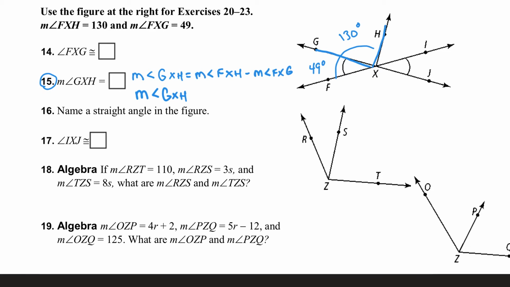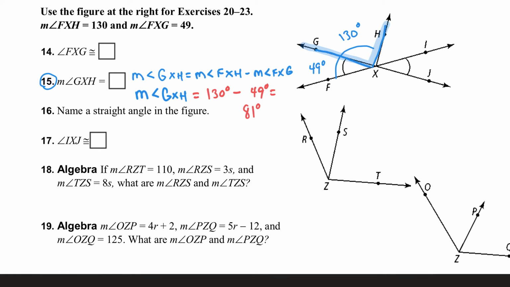GXH. And I'm going to label it with my marker here. I'm going to use a red or blue marker. So we're looking for this angle. We do know the measurement of the larger angle, which is the entire angle FXH, which is 130 degrees, minus the smaller angle here. So we have the measurement of angle FXG, which is 49. And when we subtract, we get 81 degrees.